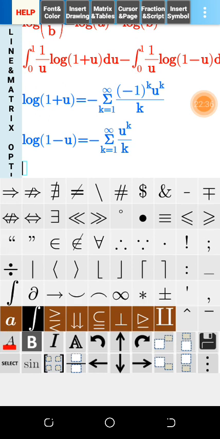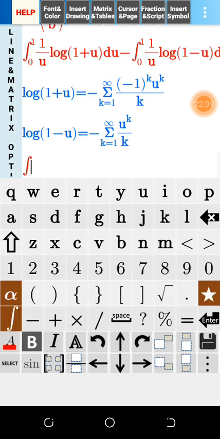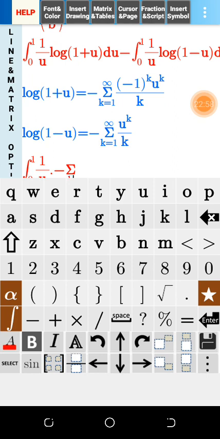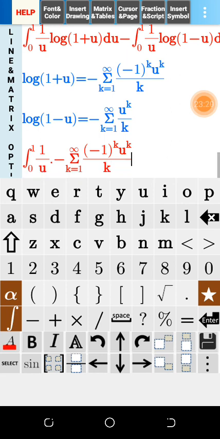So we have the integral starting from 0 to 1 of 1 over u multiplied by minus the sum of k starting from 1 to infinity of (minus 1) raised to the power of k times u raised to the power of k over k, du.